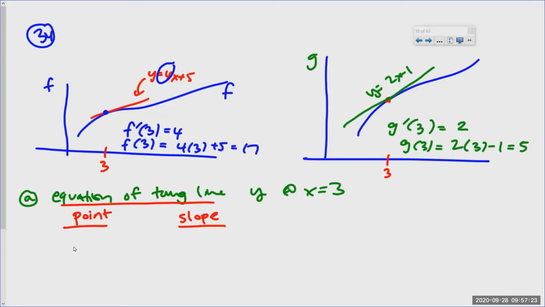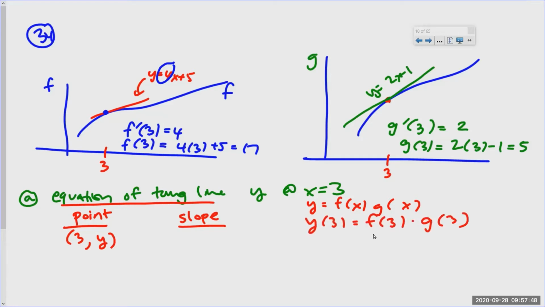Well, what's the point? You agree I got 3 right here, right? And this is x, y, so I'll just put y there. I don't know what y is, but they do tell me that y is equal to f of x times g of x. And I do know that x here is equal to 3. So that means my y of 3 is equal to f of 3 times g of 3. Well, do I know what f of 3 is? Isn't it 17? Do I know what g of 3 is? Isn't it 5? So if I multiply those together, my y here is actually 85.